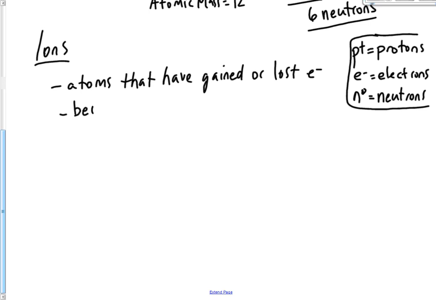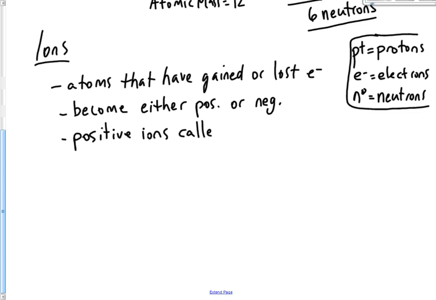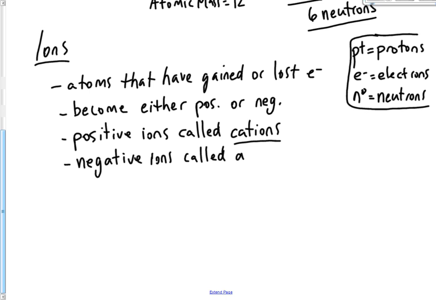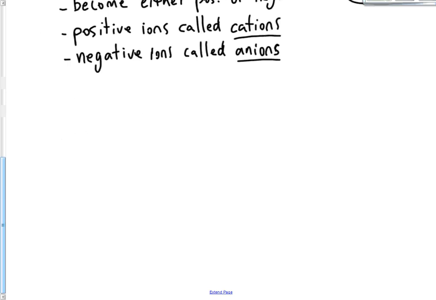Okay, so we have positive ions and negative ions. Positive ions are called cations. Right, and negative ions are called anions. Anions, there you go.